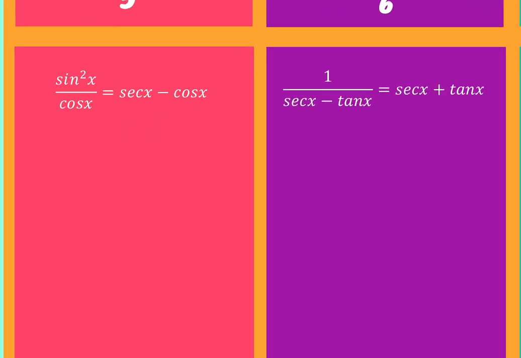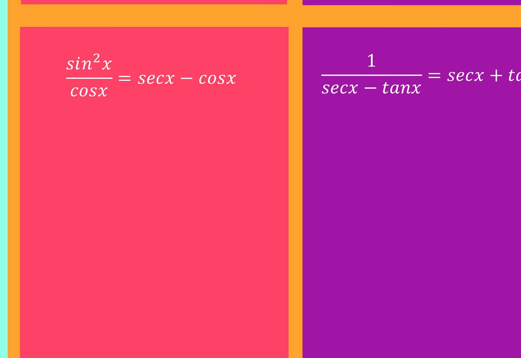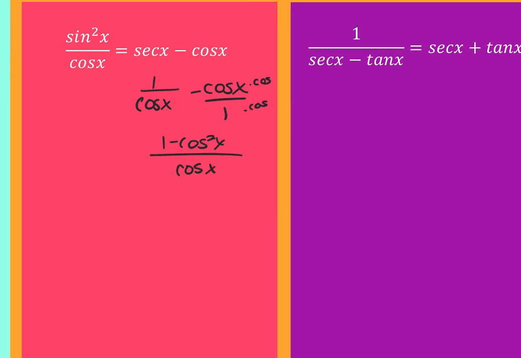Try it on your own. What did you do? Okay, so I did the right side actually. I did 1 over cosine minus cosine, and then I made the denominators equal, and then I got 1 minus cosine x squared over cosine x. And then after you do it, you can switch 1 minus cosine squared x to sine squared x over cosine x. Good. Anybody work the left side?